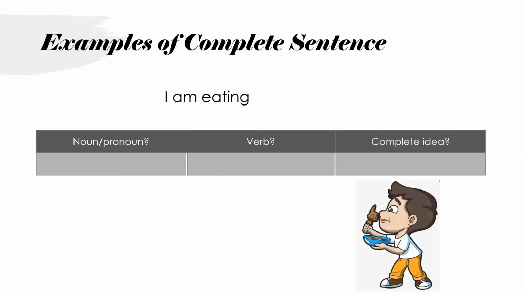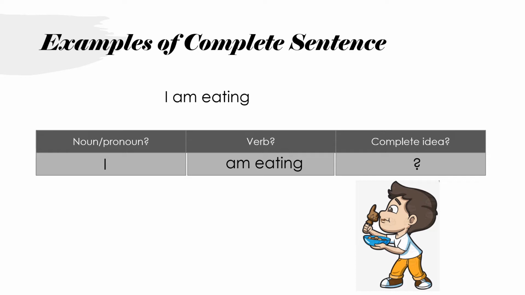I am eating. Is this a complete sentence? Let us check. Does this have a noun or a pronoun? Yes, it has. I is a pronoun. Does this have a verb? Yes, it has. Am eating is a verb in the present continuous tense. Does this complete the idea? What do you think? What am I eating?